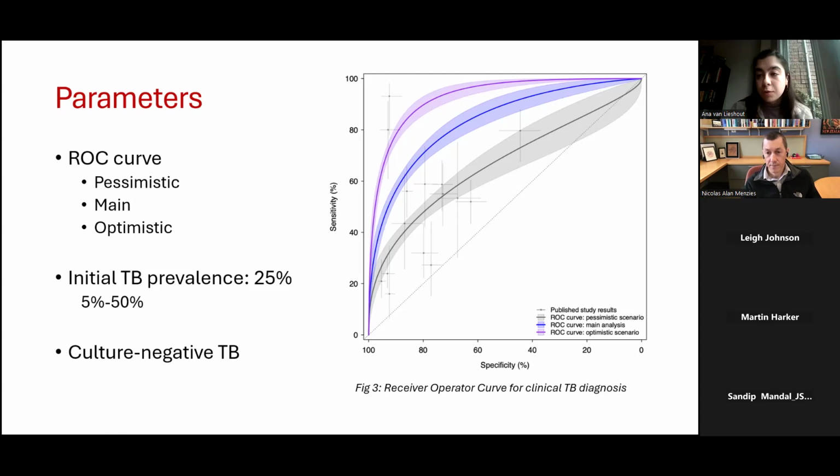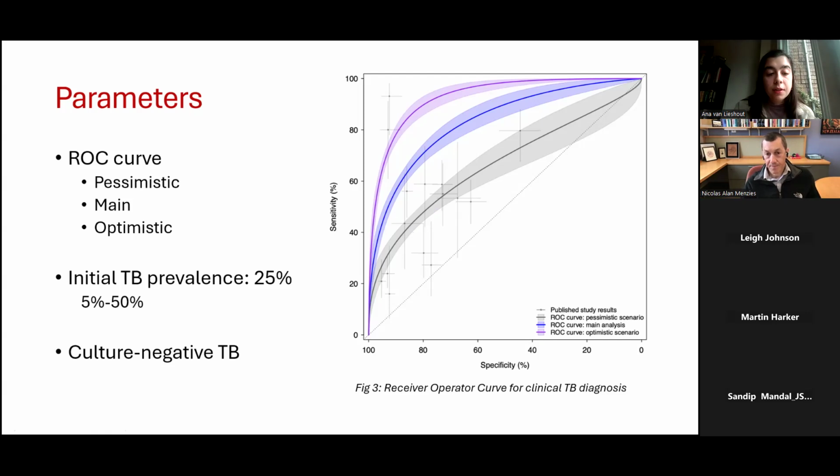To ensure that we were doing this correctly and for some robustness, we also evaluated a more pessimistic scenario. That's the gray line, the line below, and it assumes that overall the clinical diagnosis was performing a little bit worse than we expected. The other way around, we also looked at a more optimistic scenario, which is the purple line, which assumes that there's a higher accuracy possible for clinical diagnosis.